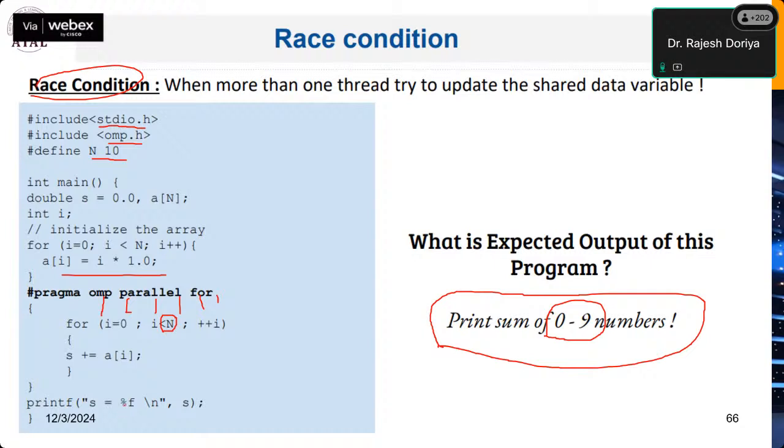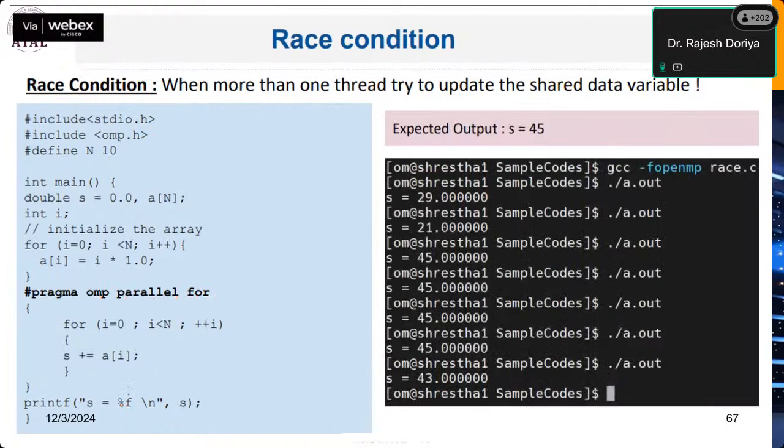So what should the output be? The output has been executed multiple times. The output should be 45, the sum of the first 10 numbers. When the program was executed the first time, it gave the result as 29. The second time the result was 21, and then 45, 45, 43. That means the result is not consistent.